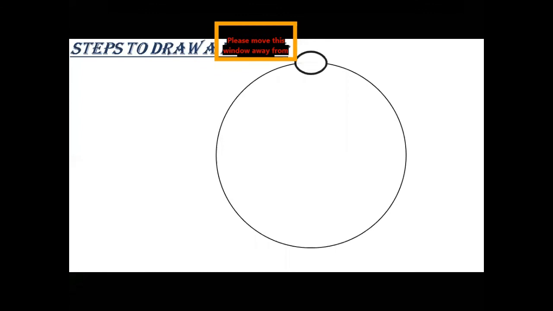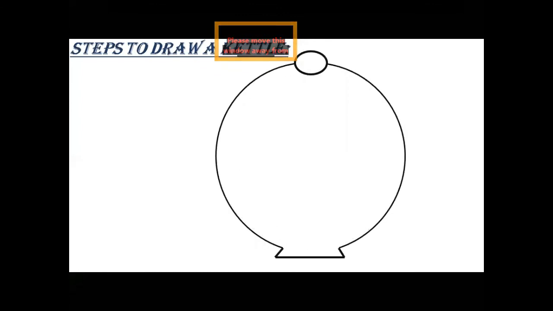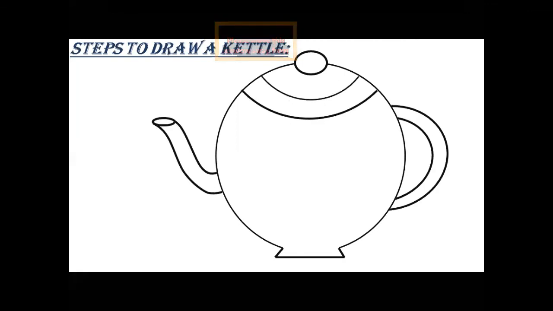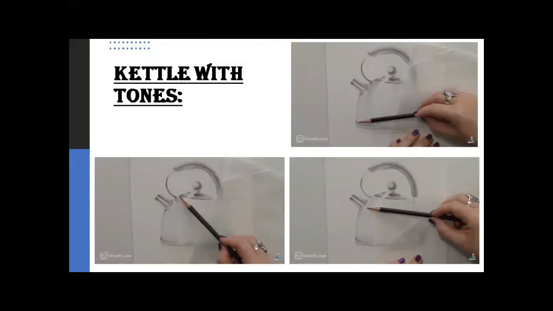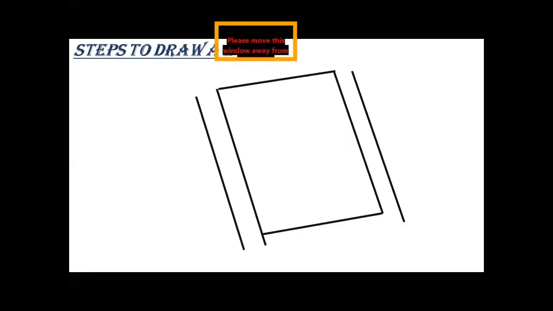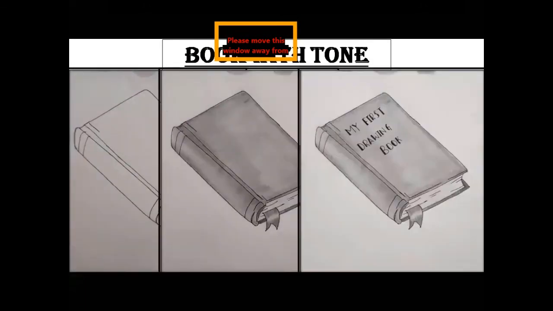For the kettle with the tones, to draw a kettle, first of all you will draw a circle and highlight it and give it accessories. And lastly, you will draw the tones inside the kettle. Okay, the book with the tones. You will draw the book first of all. Yes, I already shared that with you. Now you will give some tones.